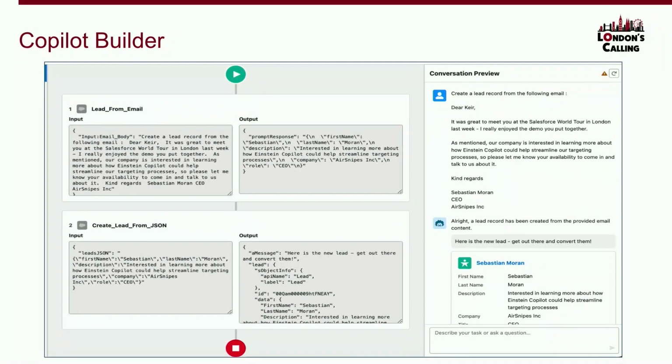Debugging, the Copilot builder. This is the best way to debug anything because it allows you to see what your input was, see what your output was, and I can see here it did the lead from email, it created my JSON format, sent it in there, and I was able to create the record, and it all looked lovely.